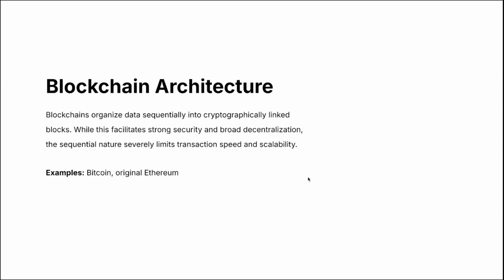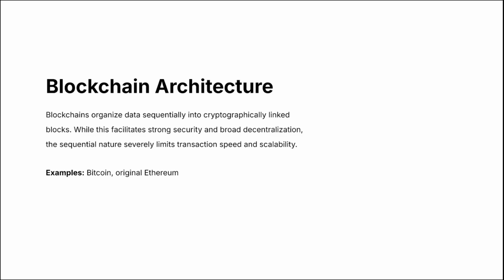Let's talk about the blockchain architecture, which is built around a simple but powerful concept. Data is stored in blocks, and each block is cryptographically linked to the one before. This creates an immutable, tamper-evident chain of records, which is ideal for ensuring data integrity and trust across a decentralized network. This design is what gives blockchains like Bitcoin and the original Ethereum their strong security and also resistance to censorship. However, as we mentioned, the sequential nature of blockchain means that transactions can only be added one block at a time. We already covered some of these, but this is actually the main bottleneck for the blockchain.